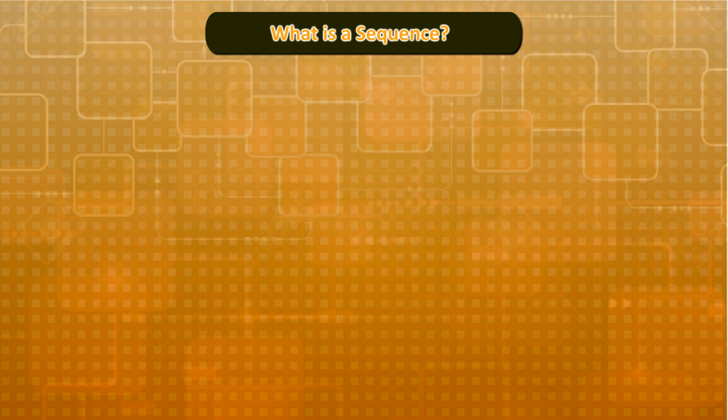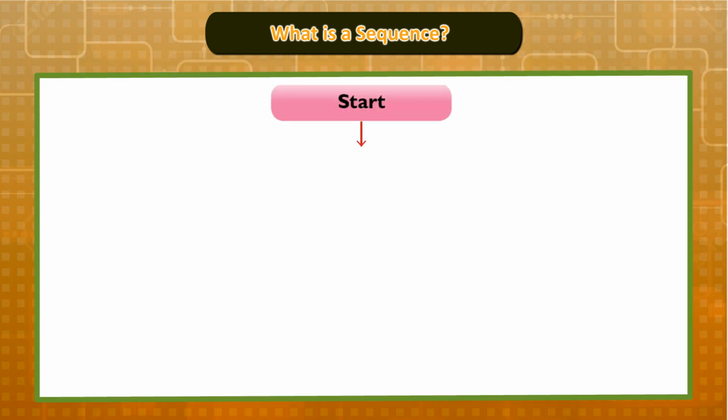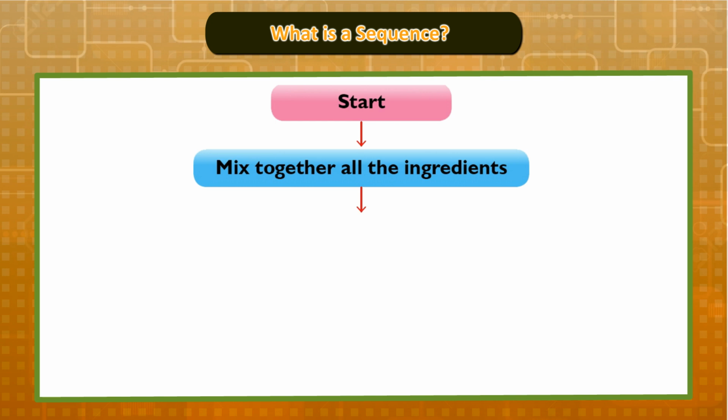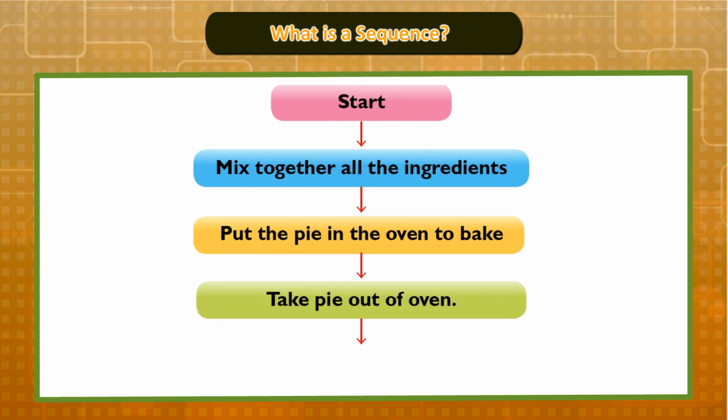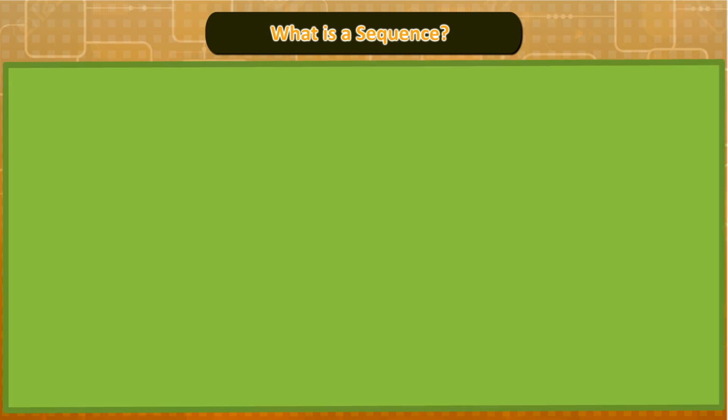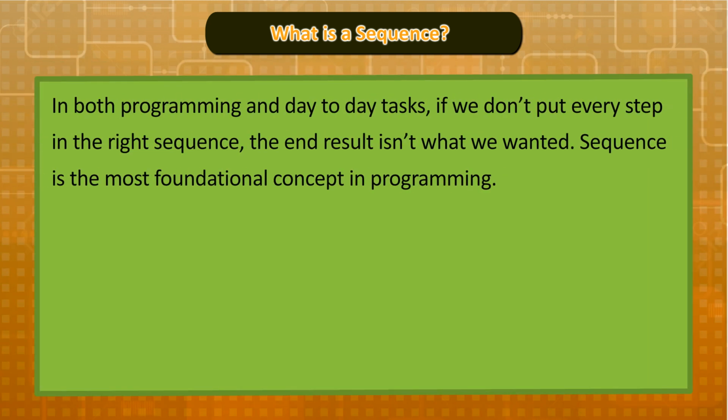any step. Start. Mix together all the ingredients. Put the pie in the oven to bake. Take pie out of oven. Enjoy the pie. In both programming and day-to-day tasks, if we don't put every step in the right sequence, the end result isn't what we wanted. Sequence is the most foundational concept in programming.